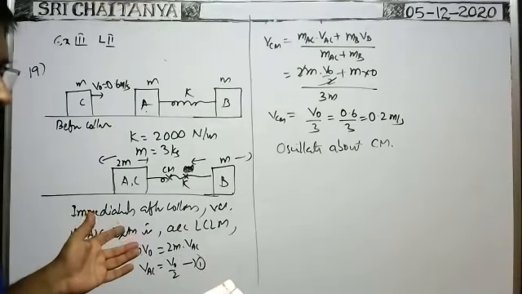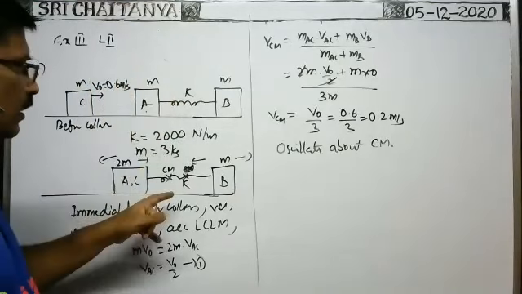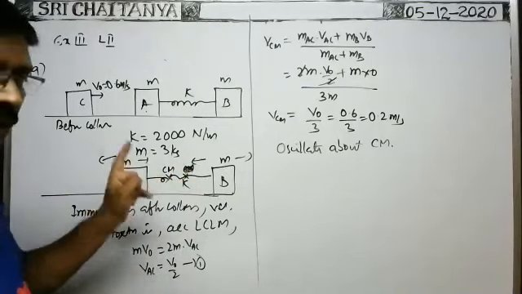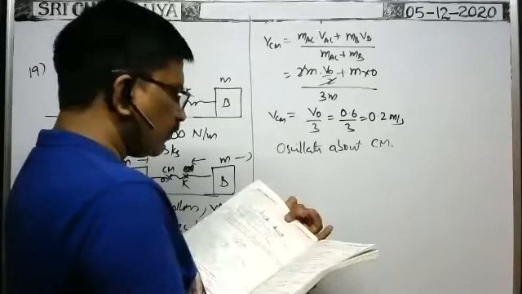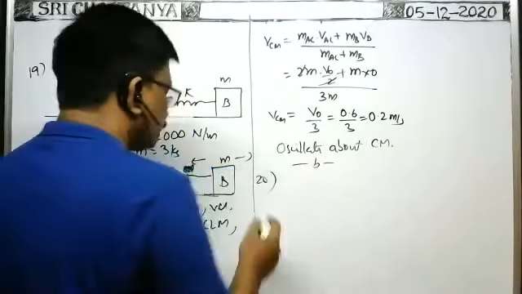Option 3 says it oscillates about different locations other than the center of mass. It does not oscillate about any other point; it oscillates about the center of mass only. That's why option B is correct. In the 19th question, option B is correct. Next, 20th.